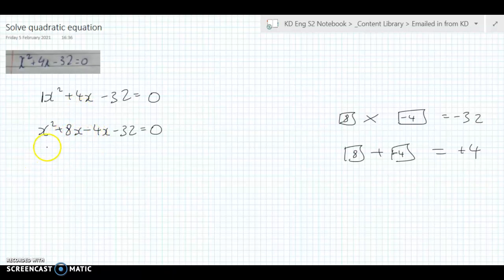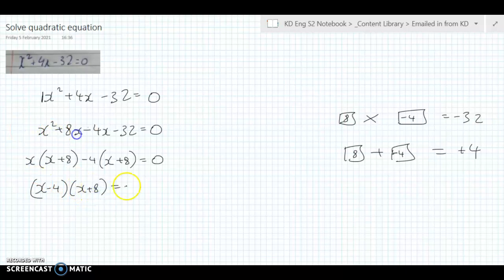So now we can pull an x out of here, and x times x is x squared. And take an x out of here, and we just get plus 8. And then we're going to factor out a minus 4 here times x. And if we have a plus 8 here, you can see that if we multiply this x in and this minus 4 in, we'll get back up here. So we're factored out. And now we can say x minus 4 times x plus 8 equals 0.